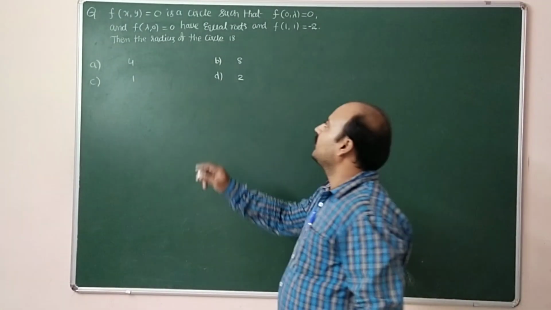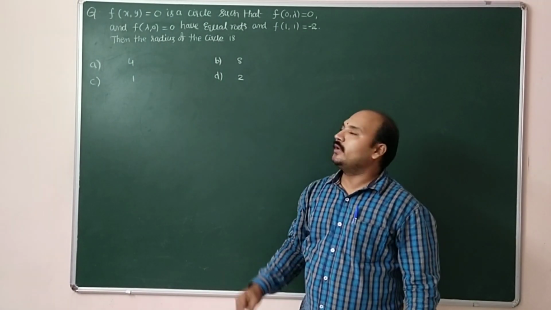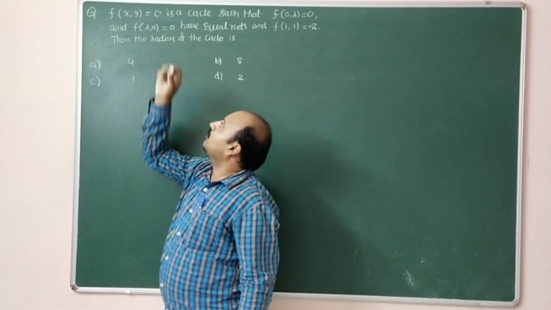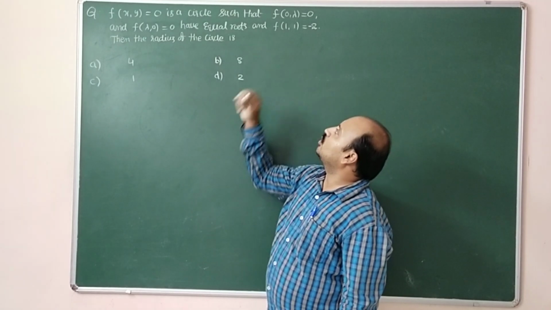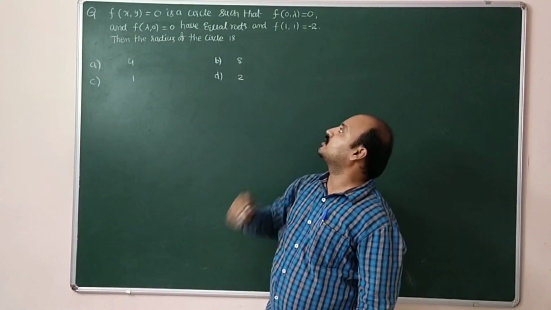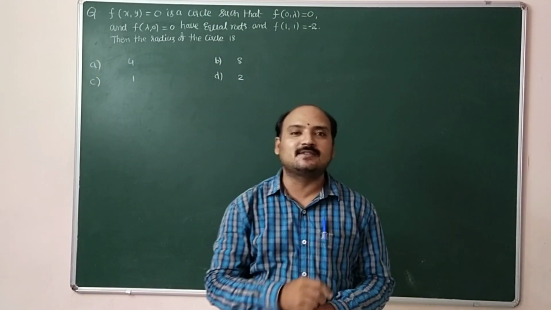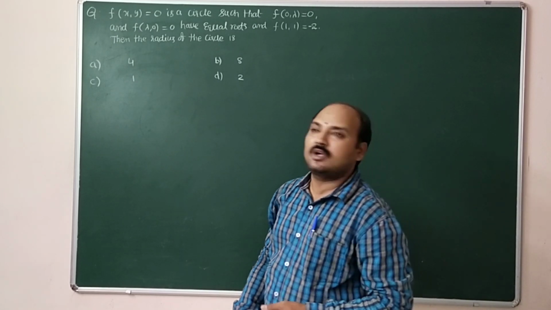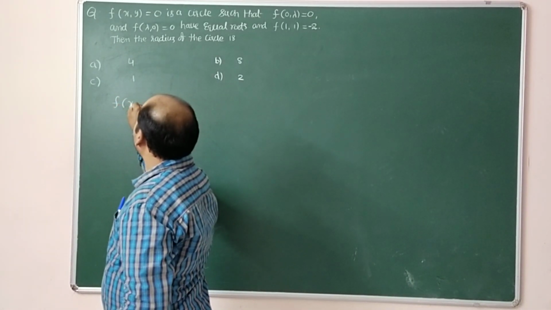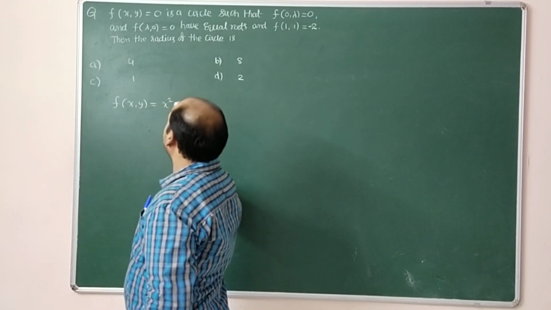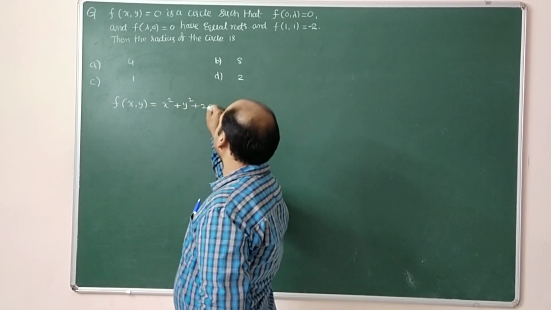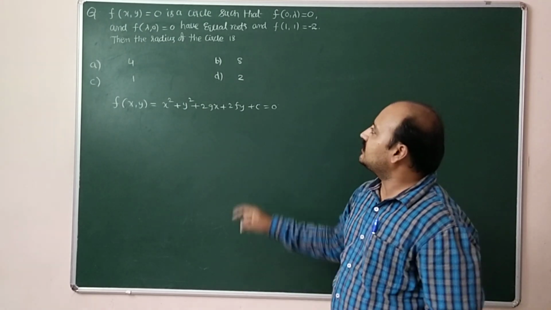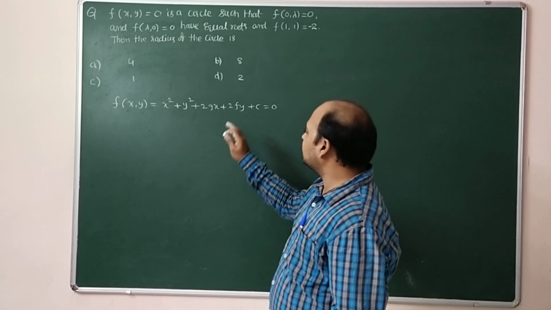The next question. f of x comma y equal to 0 is a circle such that f of 0 comma lambda equal to 0 and f of lambda comma 0 equal to 0 have equal roots, and f of 1 comma 1 equal to minus 2. Then the radius of the circle is. f of x comma y equal to 0 means it is an algebraic equation of circle. f of x comma y is equal to x square plus y square plus 2gx plus 2fy plus c equal to 0. f of x comma y means it is a circle equation.